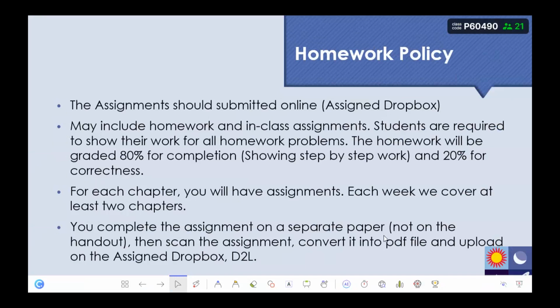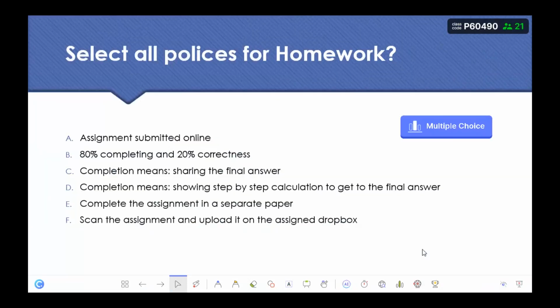Yes, complete the assignment on a separate paper, not the handout. Then scan, convert it to a PDF file, and upload it in the Dropbox. Okay, so let's select all the policy for homework.